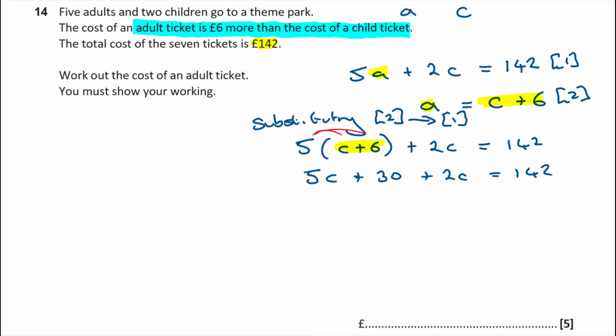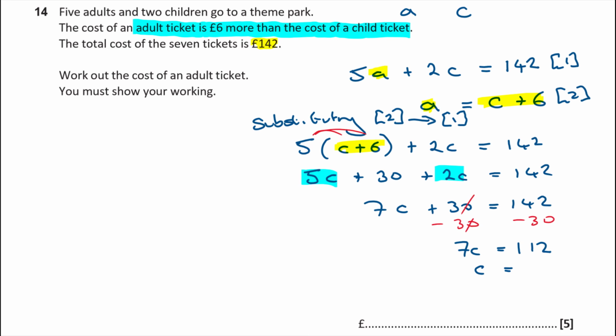Okay, so then collecting my like terms, I've got a term in C there and a term in C there, so I can add those together. 5C plus 2C, that's 7C plus 30 is 142. So then taking 30 away from both sides, they'll cancel, and that will leave me with 7C is equal to 112. And then C is going to be 112 divided by 7. So calculator, what is 112 divided by 7? That comes to 16. So that means the cost of my child ticket is £16.